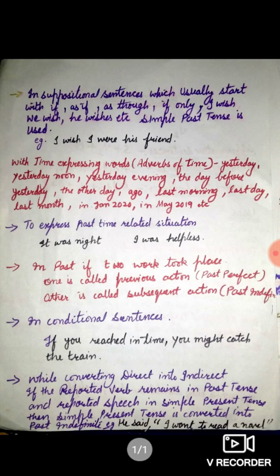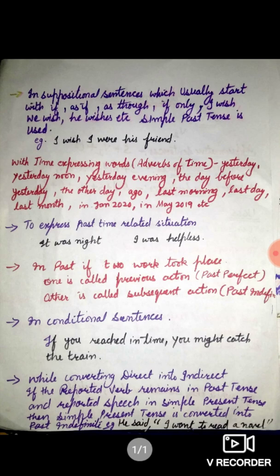In past, next use is in past. It's quite an important use which you must have heard since your childhood. In past, if two works take place, one of which had already taken place when the other took place, the action which had already taken place is called previous action, and it is described in past perfect tense. But the action which took place later is called subsequent action, and it is expressed in simple past tense.